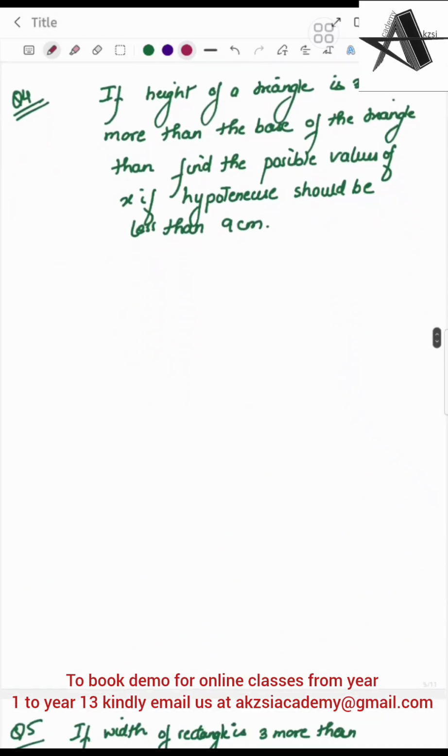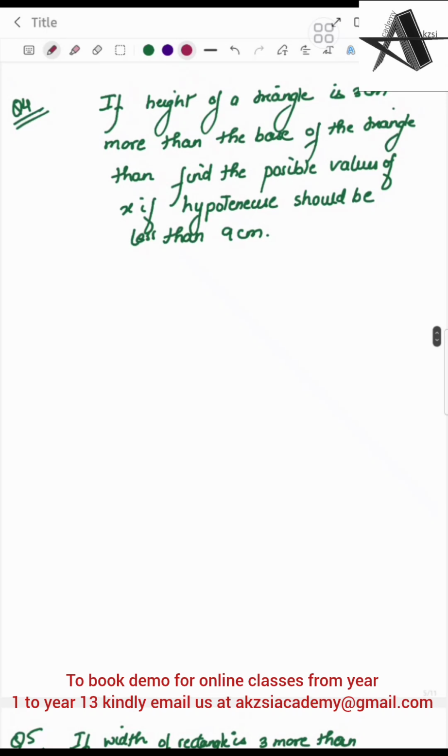Moving on to the next one. This is a word problem. If the height of a triangle is 3 centimeters more than the base of the triangle, then you need to find the possible values of x if the hypotenuse should be less than 9 centimeters. Now, find all possible values of x, and x here is your base basically.